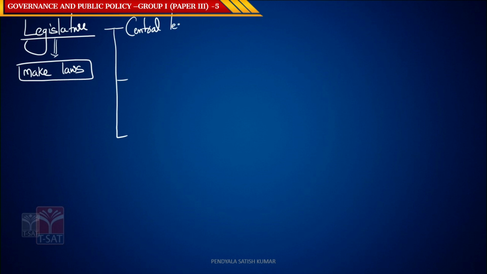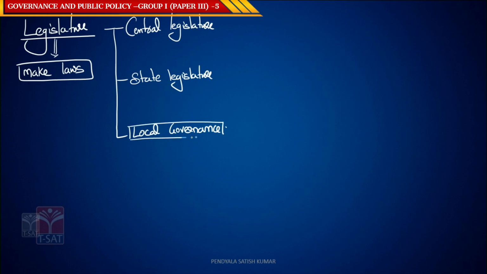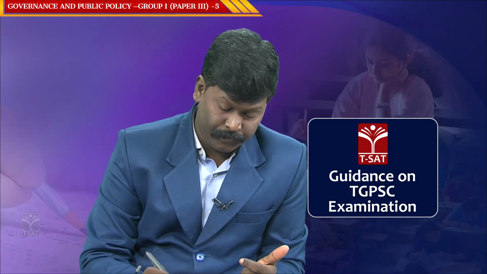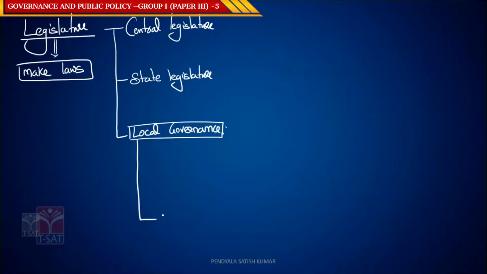The first one is called the central legislature. The second one is your state legislature. And we have local governance. The local governance was added by an Amendment Act afterwards, not part of the original constitution. The local governance is divided into two-tier hierarchies.